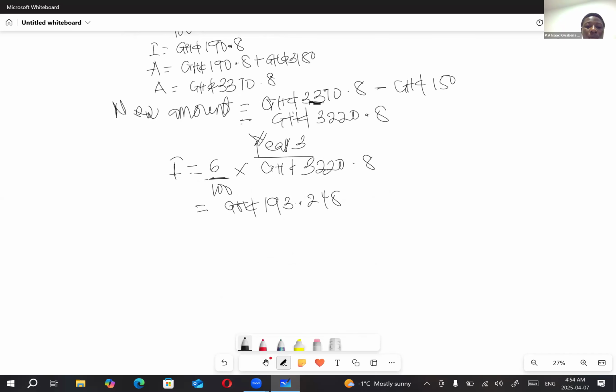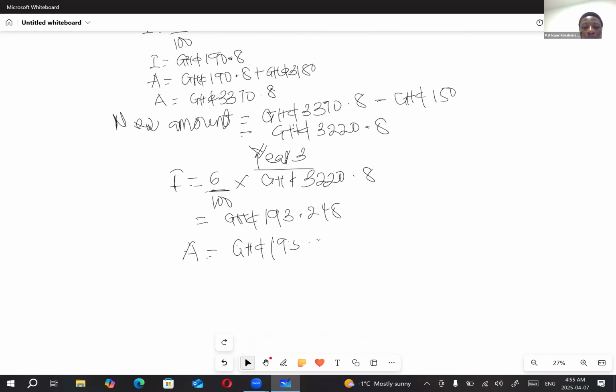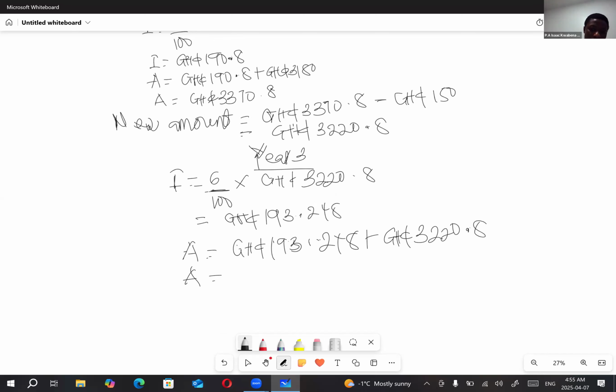So the amount will be equal to 193.248 plus 3,220.8. So the amount will be equal to... If you are not using your calculator, then you are lazy, because even myself, I have a calculator here to cross check. 3,414.048. Now, ordinarily, these are the steps we'll go through.